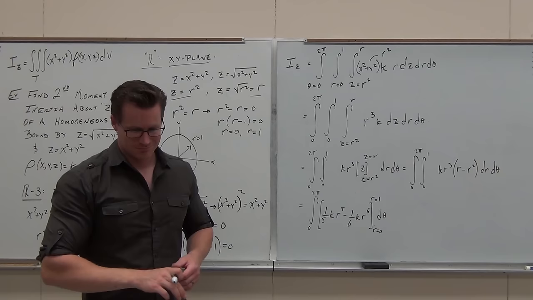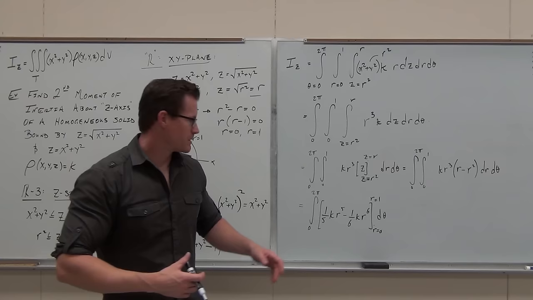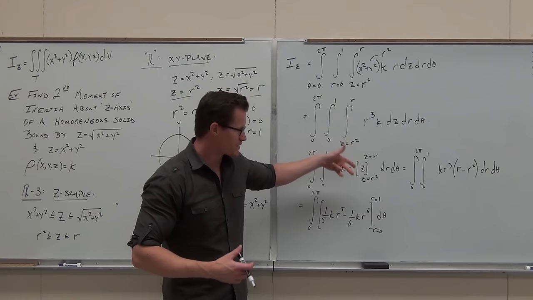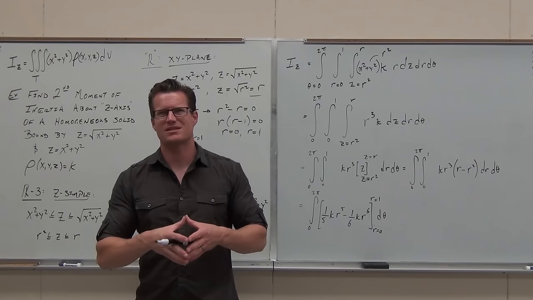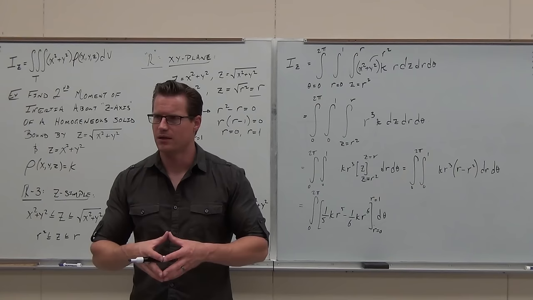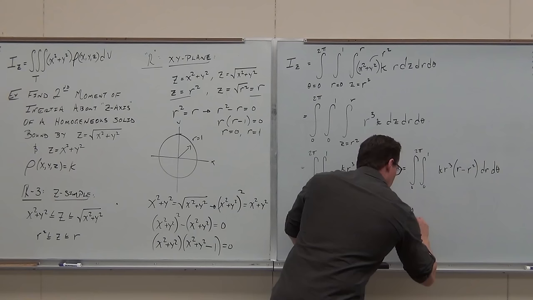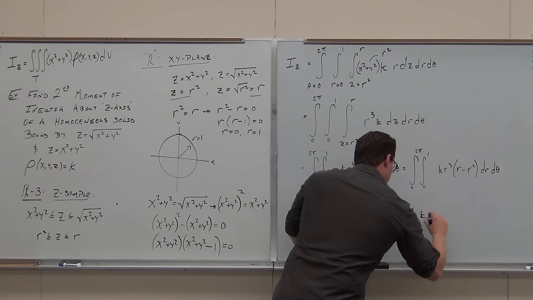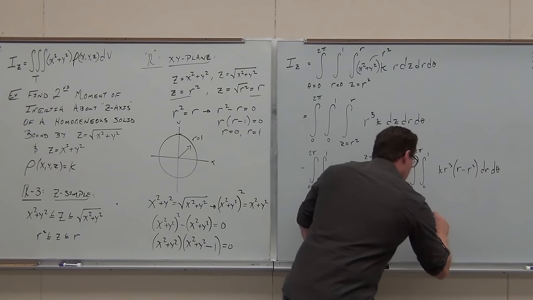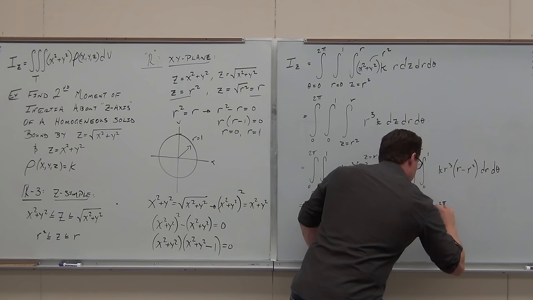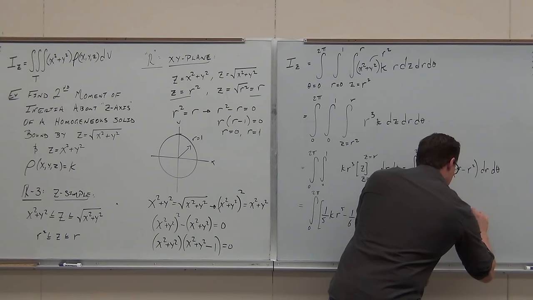Man, the rest is just plugging in some numbers. You're going to plug in 1 for r, you're going to get 1/5 k minus 1/6 k. 0 for r, you get 0. 1/5 minus 1/6 is 1/30th k. So if we're all said and done, we get 1/30th k times theta, but it's going from 0 to 2 pi. So theta, 0 to 2 pi, and we get pi over 15 k.